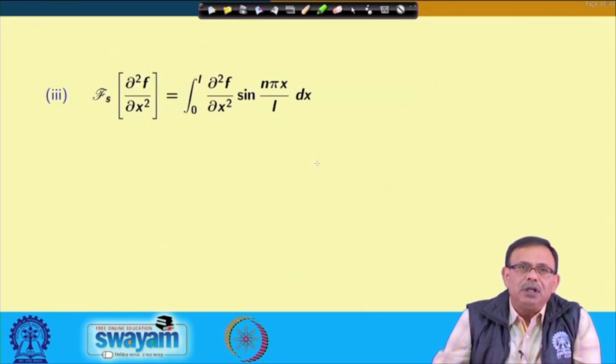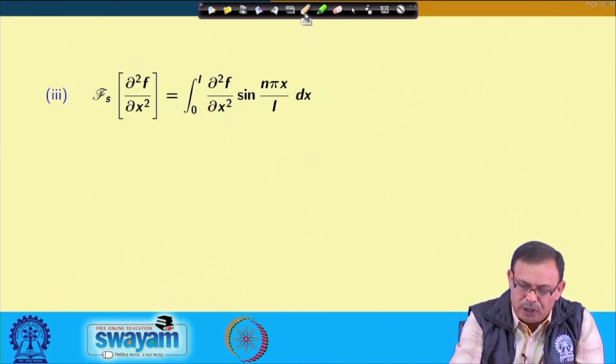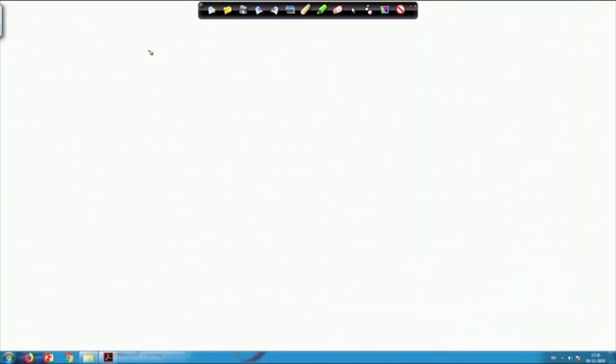Let us see number 3, that is the Fourier sine transform of del square f del x square.